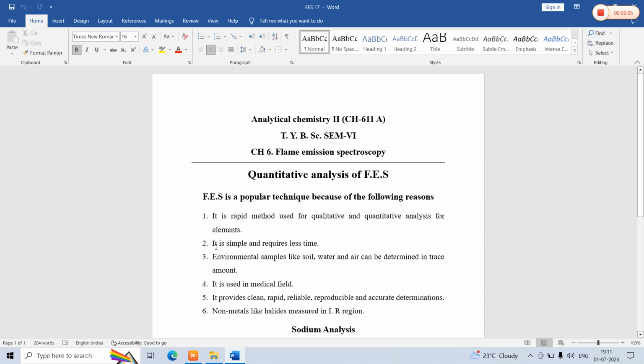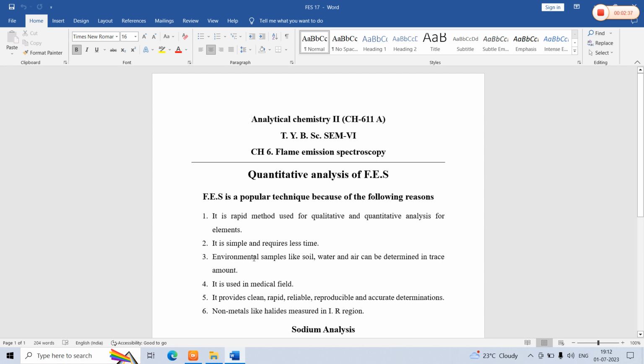The second point is that it is a simple method and requires less time. Only the sample under study, a salt solution, is prepared and aspirated into the flame. We get the identification about the wavelength and the intensity, and from that the analysis is done. So it is a simple method and requires very little time.